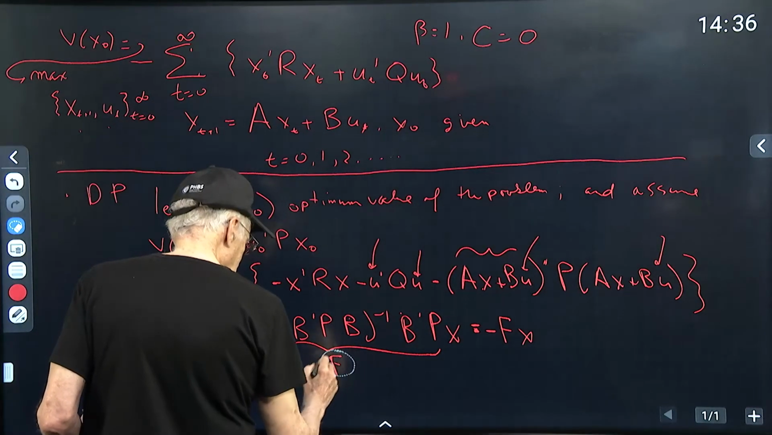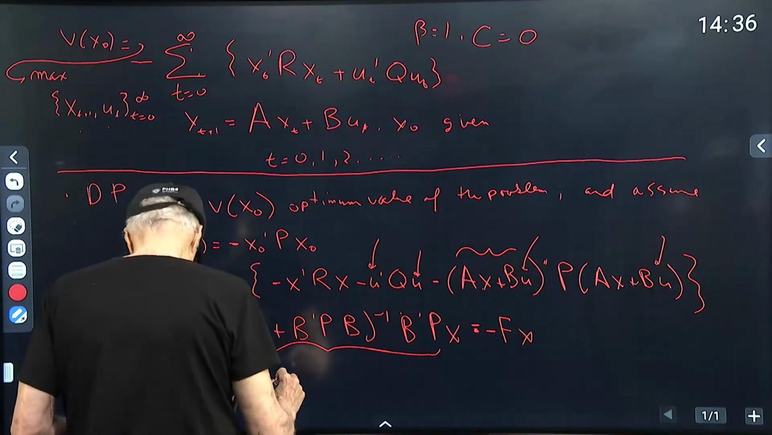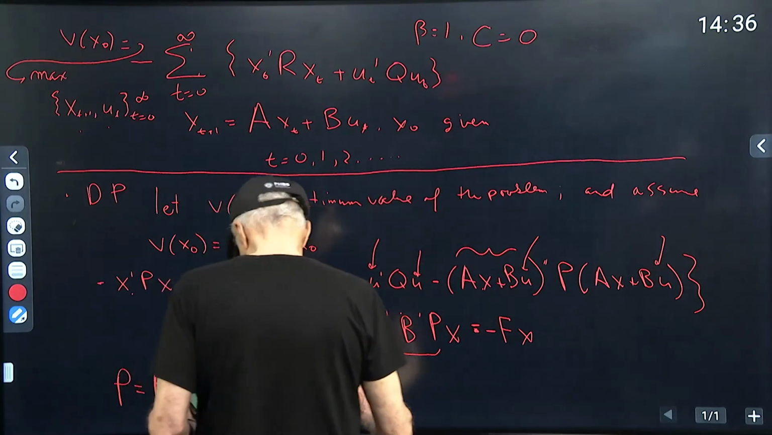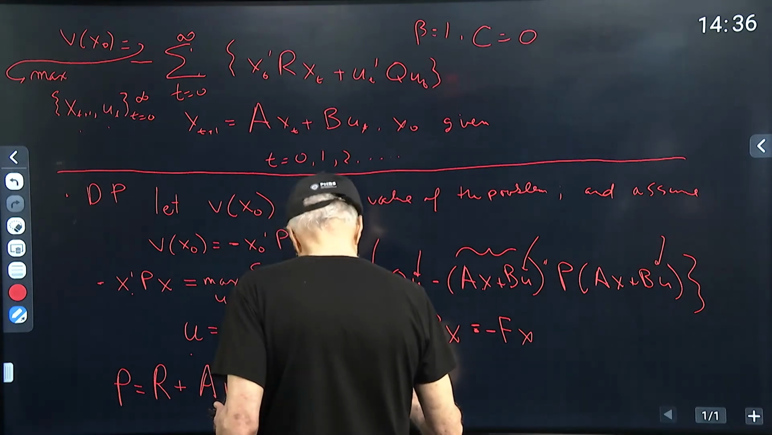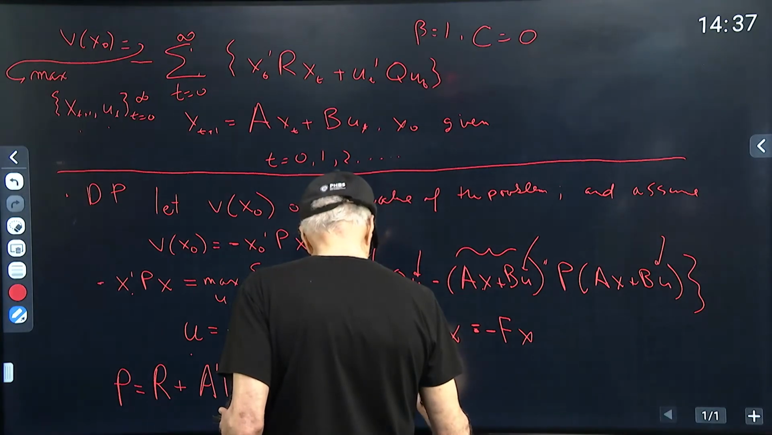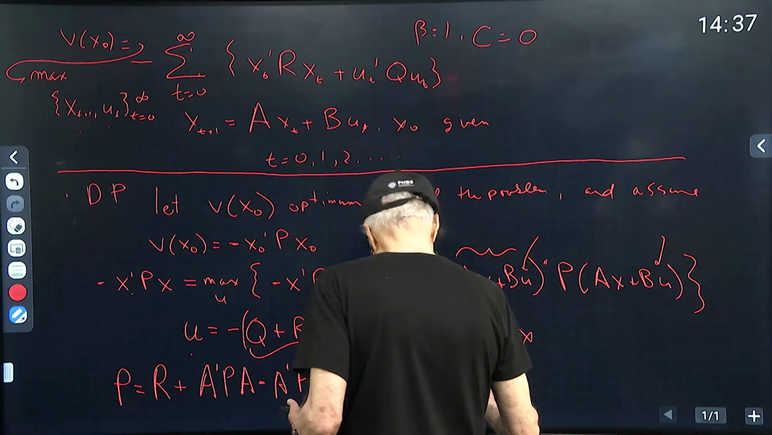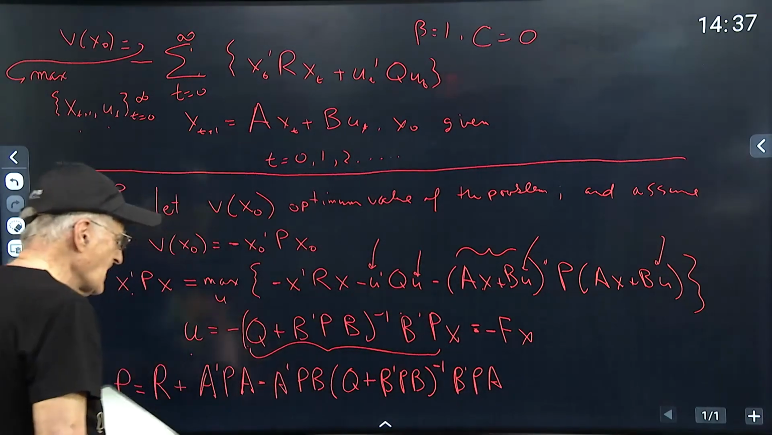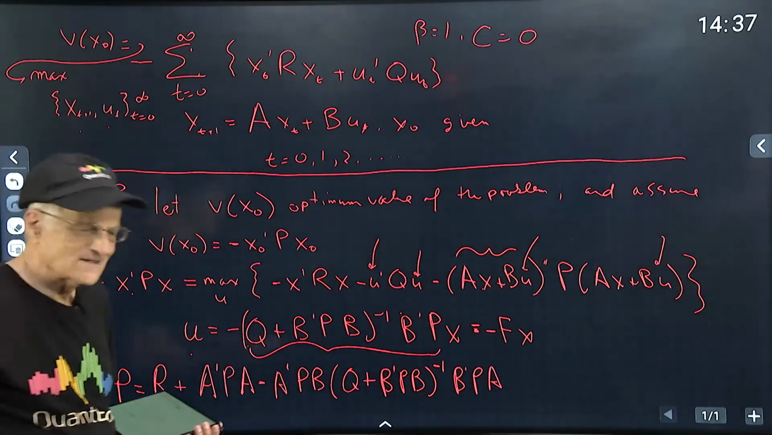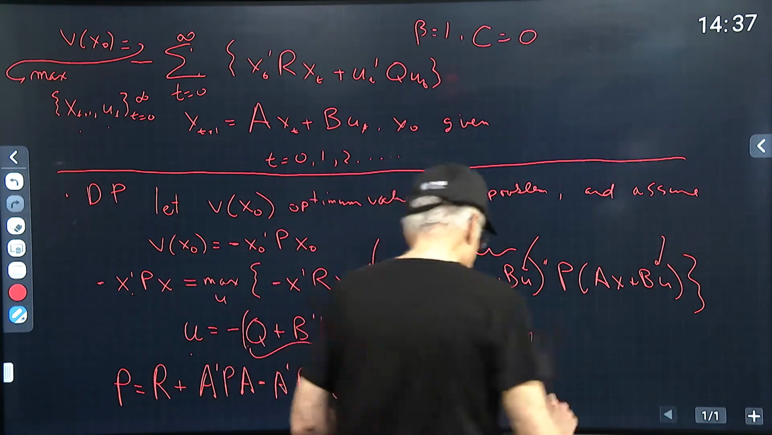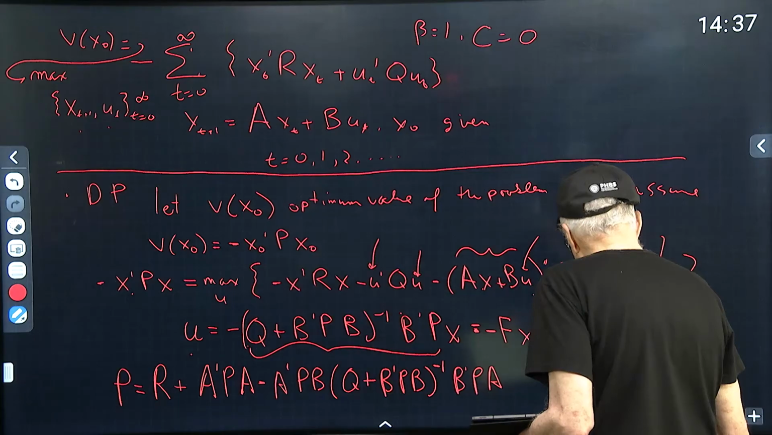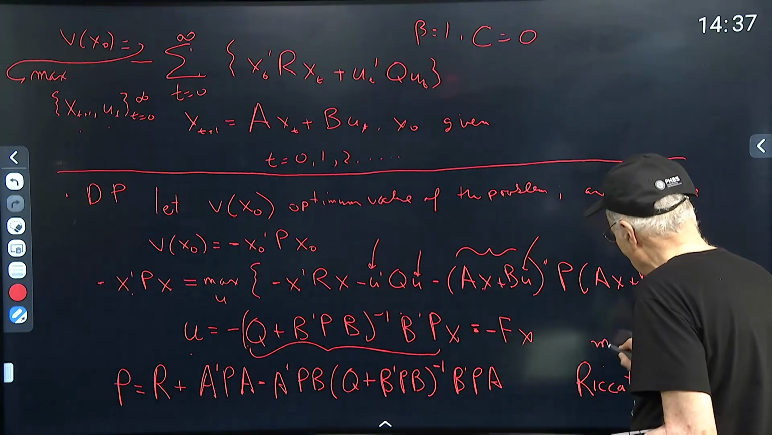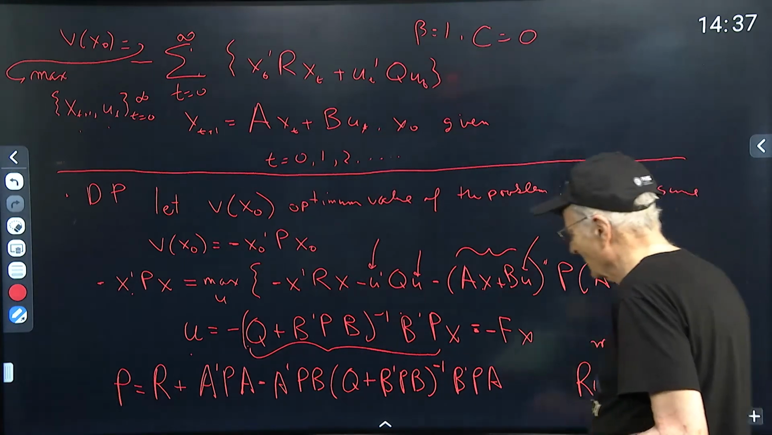Let's get ourselves a little bit of room here. We'll just take that F out. That's my formula. Now, it's got a name. It's called a matrix Riccati equation. You could look that up on Wikipedia.